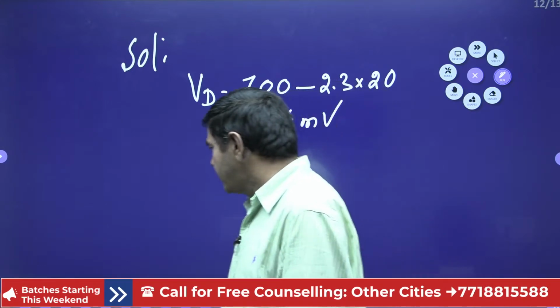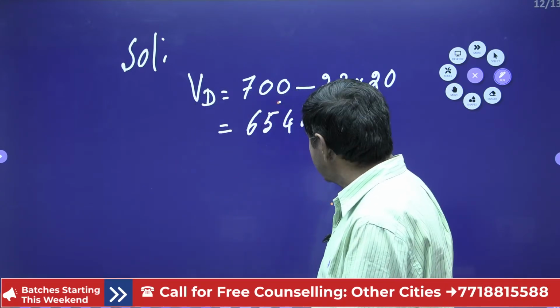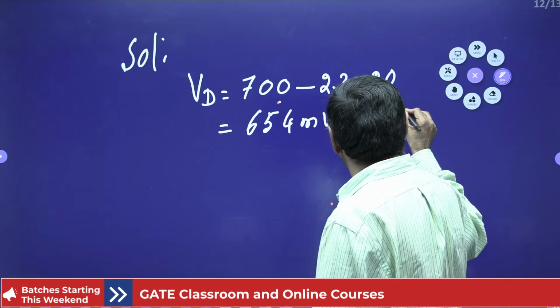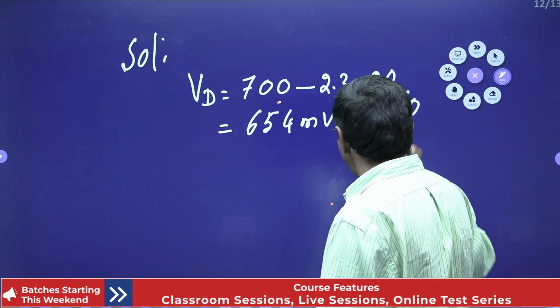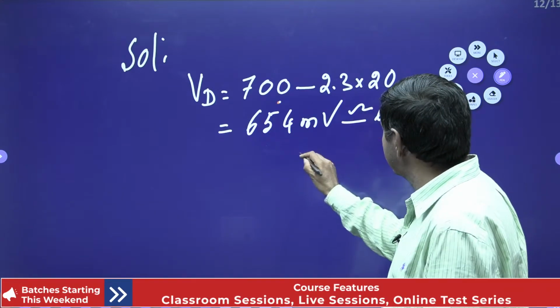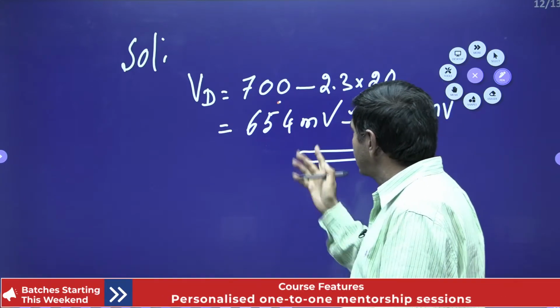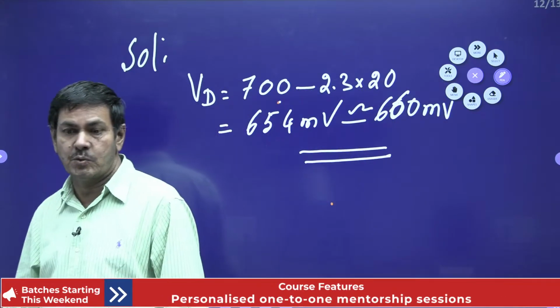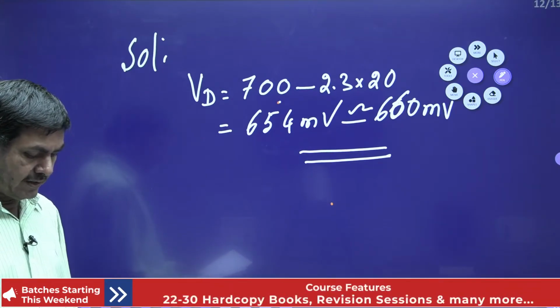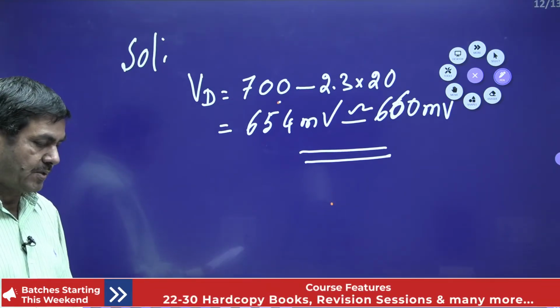But in the options, approximately 660 is mostly possible. So we can put 660 millivolts. That is approximately 660 millivolts. So which option is correct? You check it and do this one. That way we can find the voltage across the diode also.